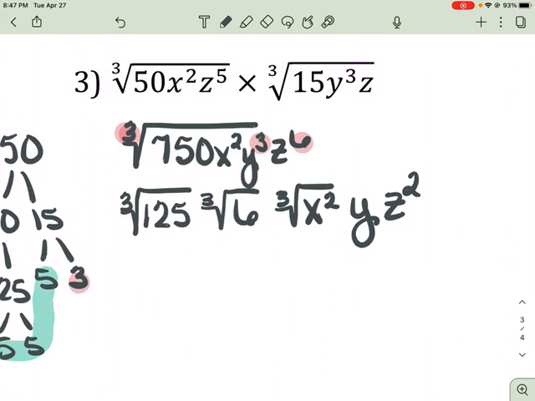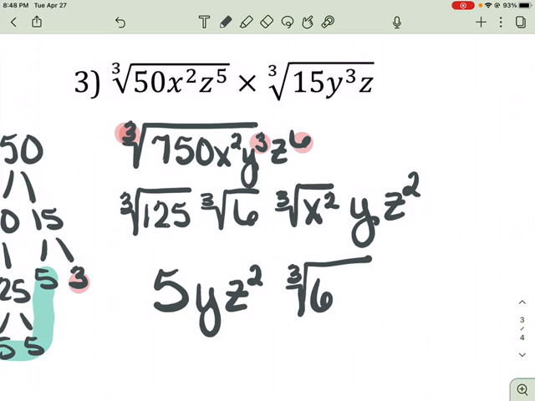Okay, so now I'm going to take my perfects, bring them out, and write the stuff that cannot be broken down underneath the radical sign. Cube root of 125 is 5. y, z squared, we pulled those out. And then the cube root, we still have 6x squared underneath our radical. And that's the exact solution. Again, we're looking for the exact solution. No decimals, none of that.